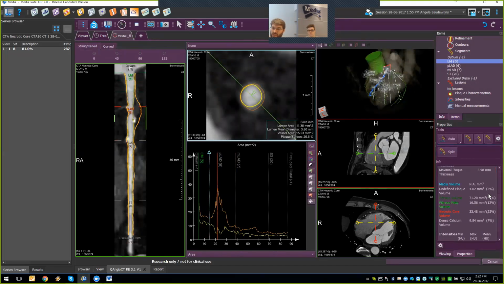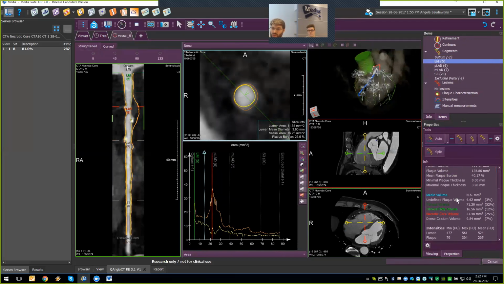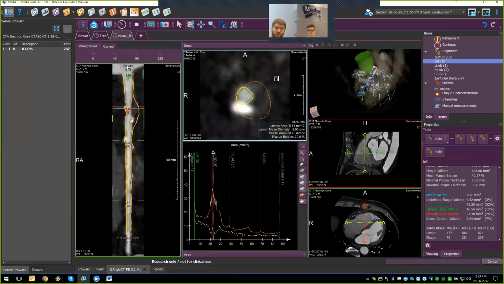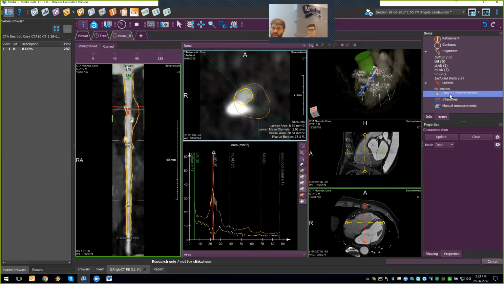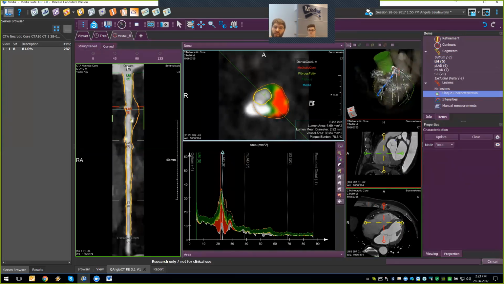Furthermore, in the detailed statistical output, we can also look at the plaque components, and I will show you a more graphical representation of that as well. If we go to the plaque characterization item here, we can highlight the plaque composition graphically with these colors in the viewer and in the diagram.